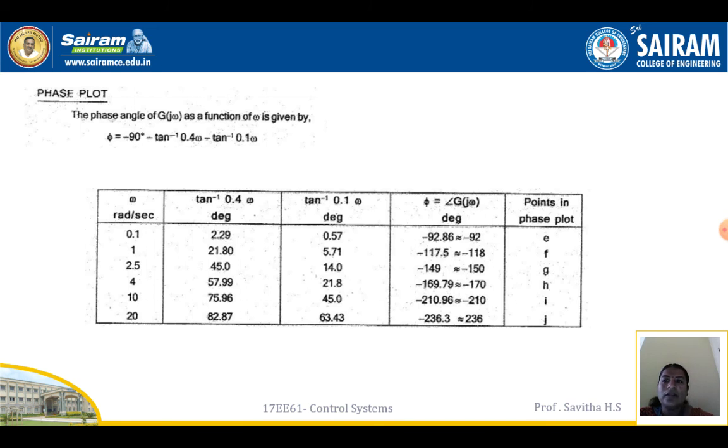For the phase angle, phi is minus 90 degrees minus tan inverse of 0.4ω minus tan inverse of 0.1ω. For ω equal to 0.1, the phi value is minus 92 degrees. When it is 1, minus 118. When it is 2.5, it is minus 150 degrees. When ω is 4, minus 170 degrees. When ω is 10, it is minus 210 degrees. When ω is 20, it is minus 236.